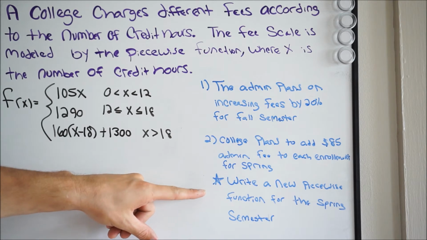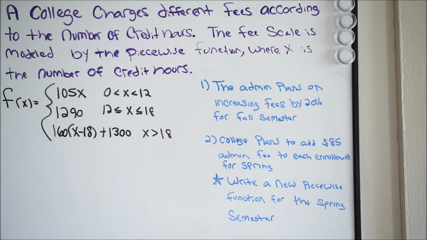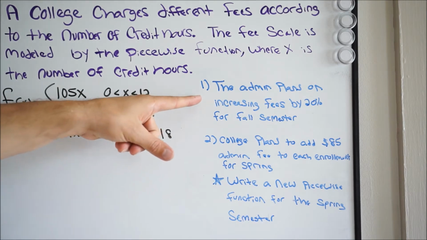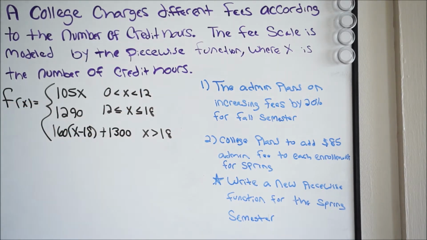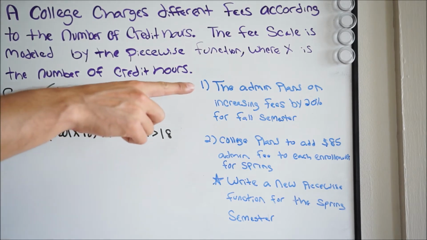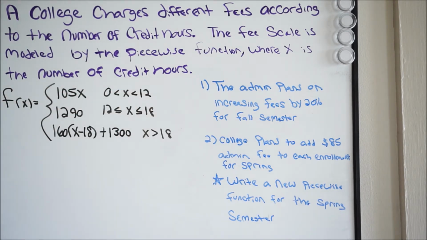Then it wants us to do the following. It says, write a new piecewise function for the spring semester. So here is our original function. They want us to rewrite this to represent the spring semester. In order to do that, we're going to have to take into account these two changes that are taking place. And we're going to go right in order here. We're going to start with the fall and then work our way down to the spring. The first change here is the admin plans on increasing fees by 20%.